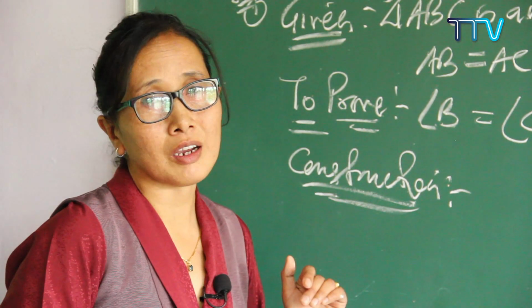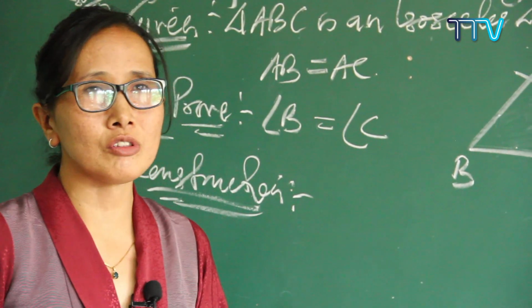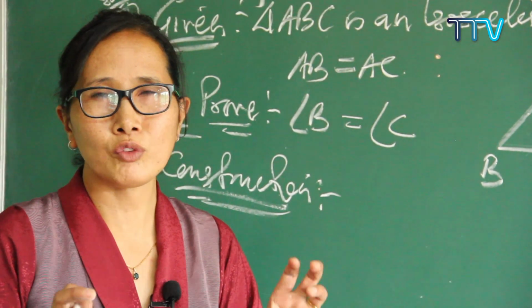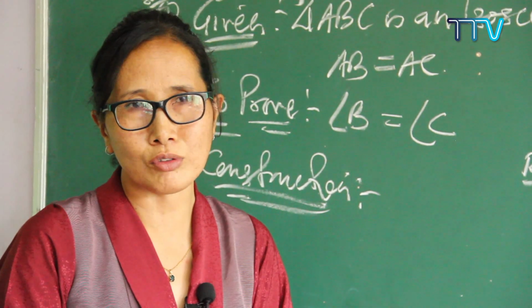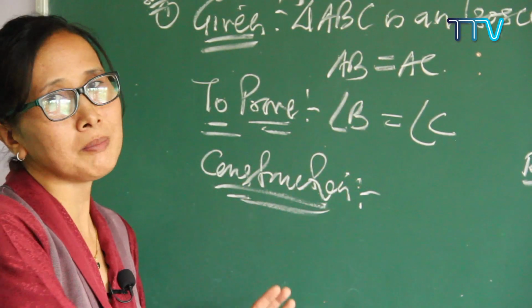Okay, next we are going to write the constructions. What do we need to construct here? As we have known in the last sessions, we have done congruent triangles. If three parts of two triangles are equal, it means the two triangles are congruent to each other. So by using the congruence rule, you can prove this theorem easily.